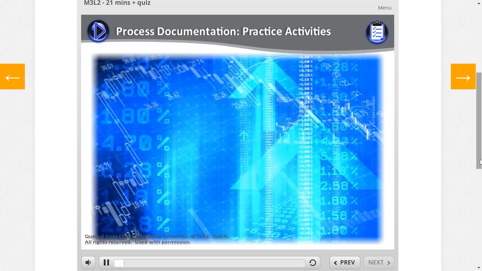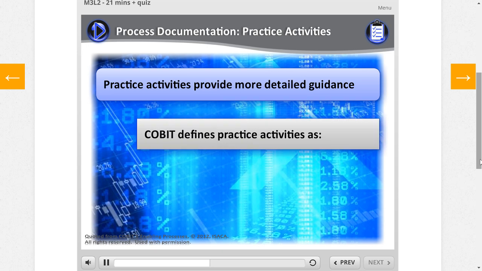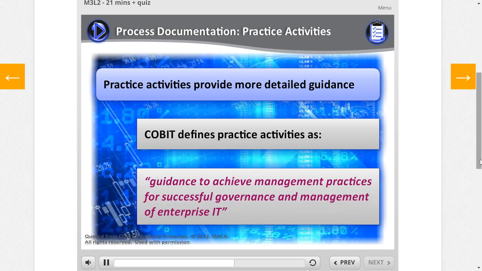You will have noticed that the practice description is at quite a high level. It wouldn't take you far if you were planning an implementation. For example, it doesn't really help you to decide how to prioritize changes. That is the purpose of the more detailed guidance provided by the practice activities. COBIT defines practice activities as guidance to achieve management practices for successful governance and management of enterprise IT. Like the practices, the activities are based on accepted standards and good practice, and should be tailored to fit the needs and circumstances of the enterprise.